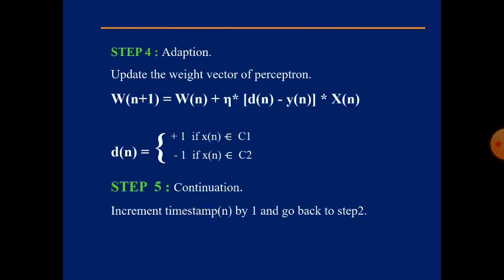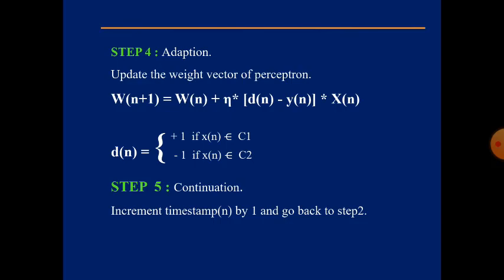Next, step 4 is about adaptation of the weight vector, meaning updating the weight vector. So w of n plus 1, the new weight, equals w of n, the old weight, plus eta, the learning rate, times d of n, the expected output, minus y of n, the actual output, times x of n, that is the input vector.